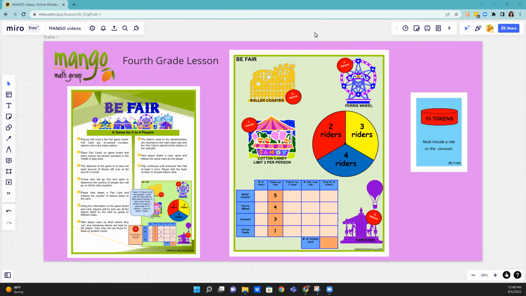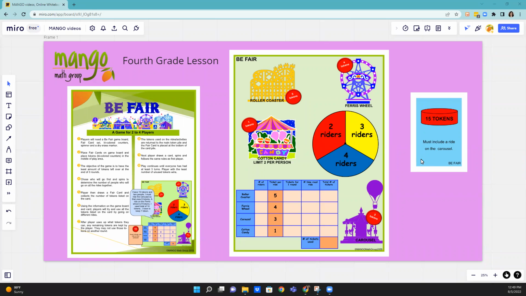The students will start by one student taking the time to spin a spinner on this little grid circle here and determining how many riders are going to go on each ride, and they're going to ride all the rides all together. So let's say they land on the 3.